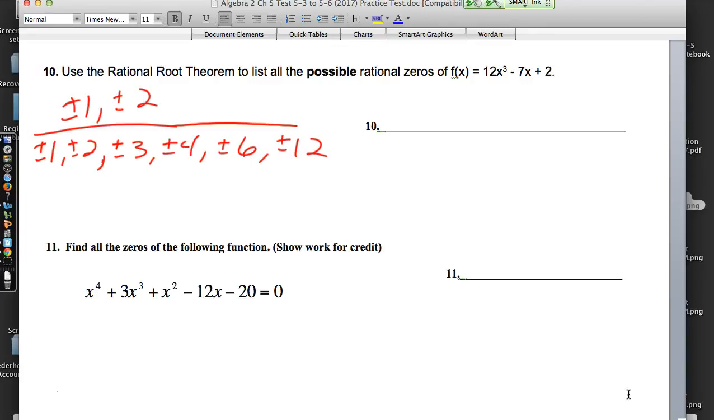So 1 divided by 1 would be 1. 1 divided by 2 is 1/2. 1 divided by 3 is 1/3. 1 divided by 4 is 1/4. 1 divided by 6 is 1/6. And 1 divided by 12 is 1/12. Done with that one. Got that one done. But now I have to go back to 2. So 2 over 1, that's not there yet. 2 over 3, that's not there yet.